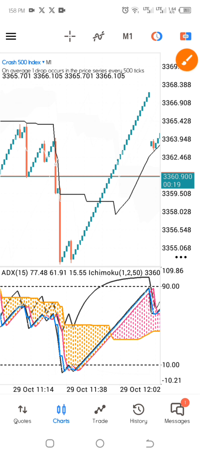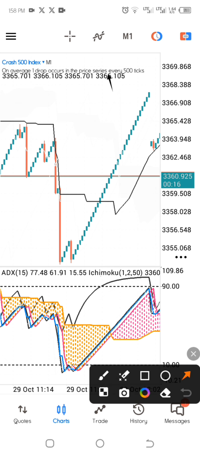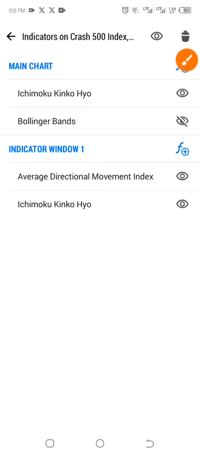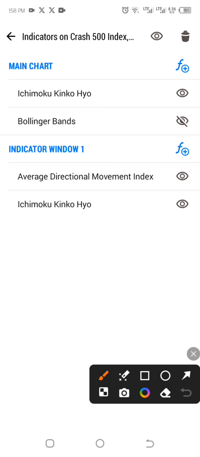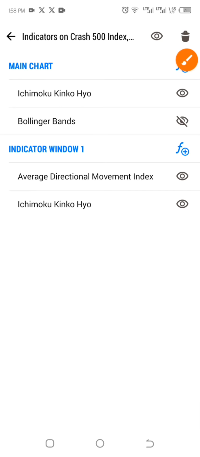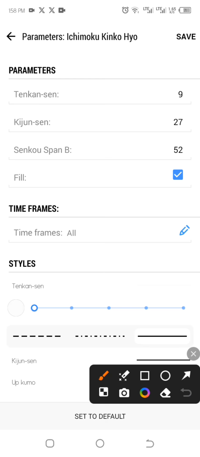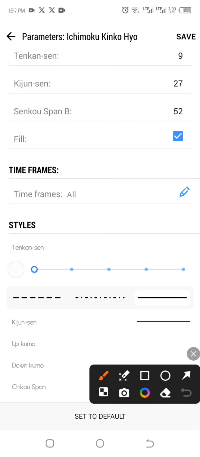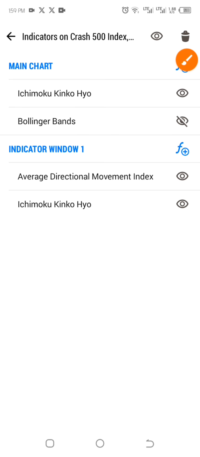For the settings, the first thing you want to do is go to this icon you are seeing at the top. When you click on it, the first indicator we are going to be adding is the Ichimoku. So how do we add this? You click on this main chart F plus, search for your Ichimoku, and for the parameters, the Tenkan is 9, the Kijun is 27, the span is 52. Now we only need the Kijun style. Click on save, set everything up, and you have your Ichimoku in your chart.